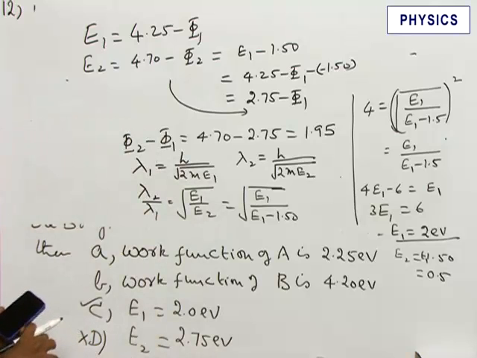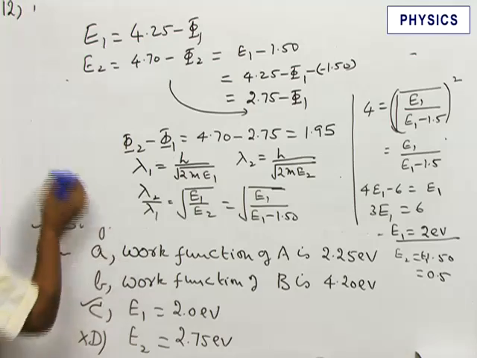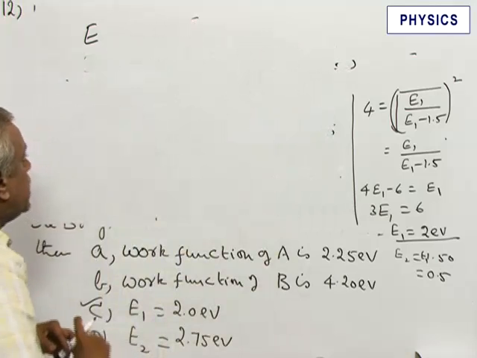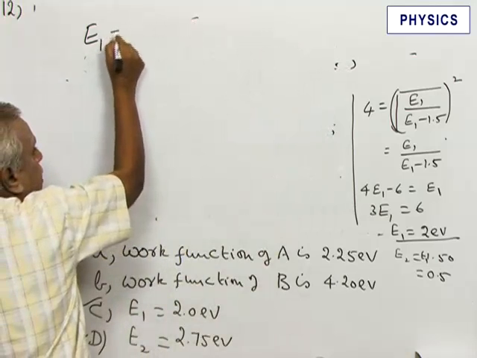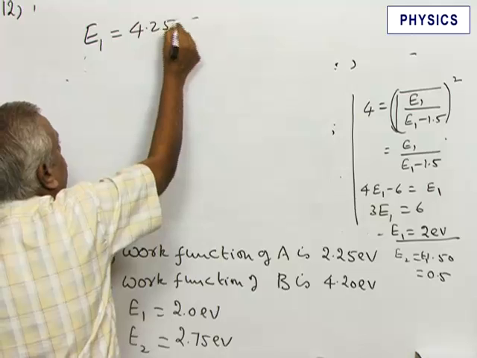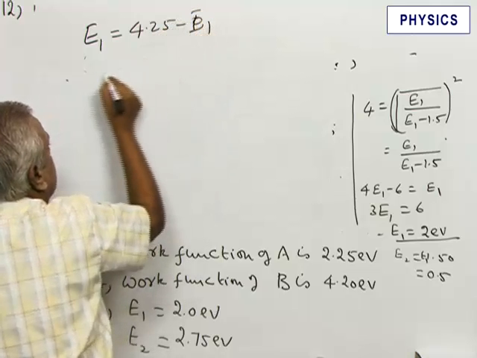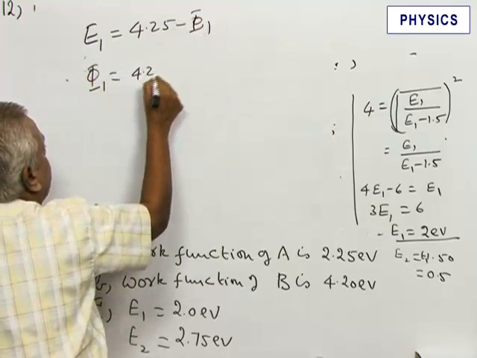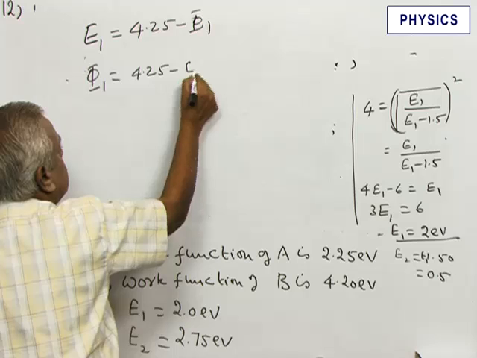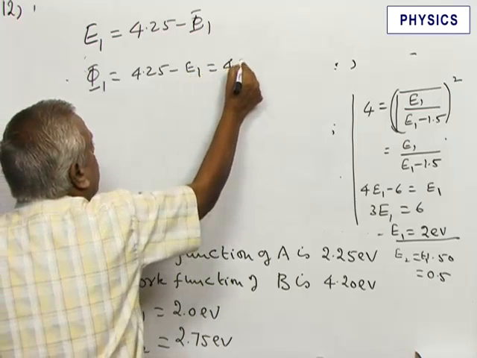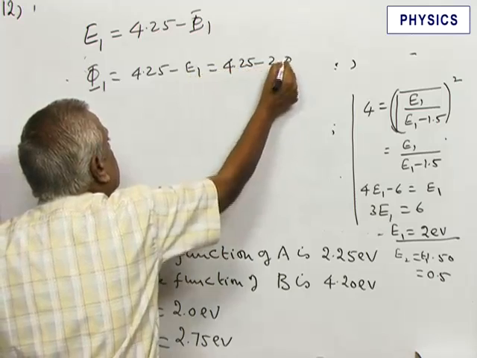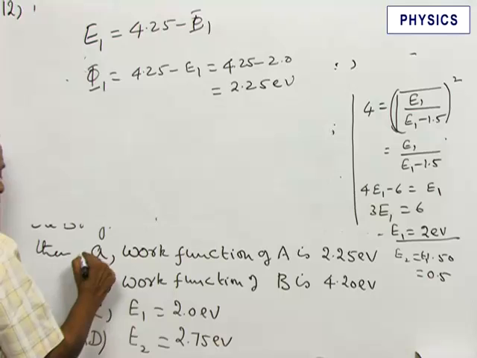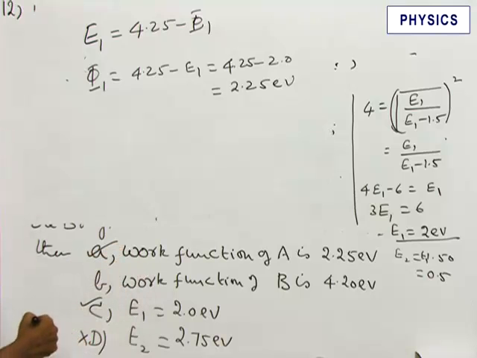Now let us just try to consider the work function. They have already written E1 is equal to 4.25 minus phi 1. In other words, phi 1 is equal to 4.25 minus E1, which is 4.25 minus 2, that is 2.25 electron volt. Hence, the first option is also correct.